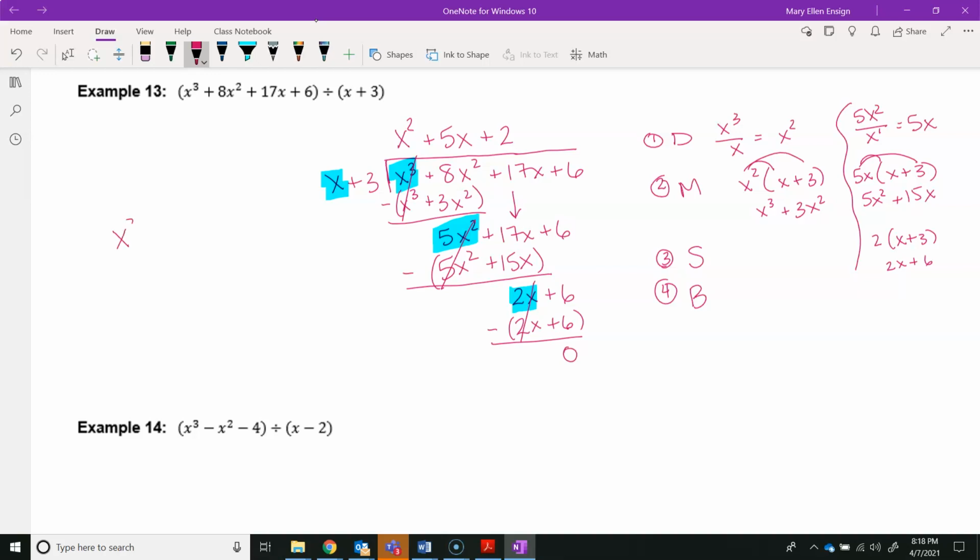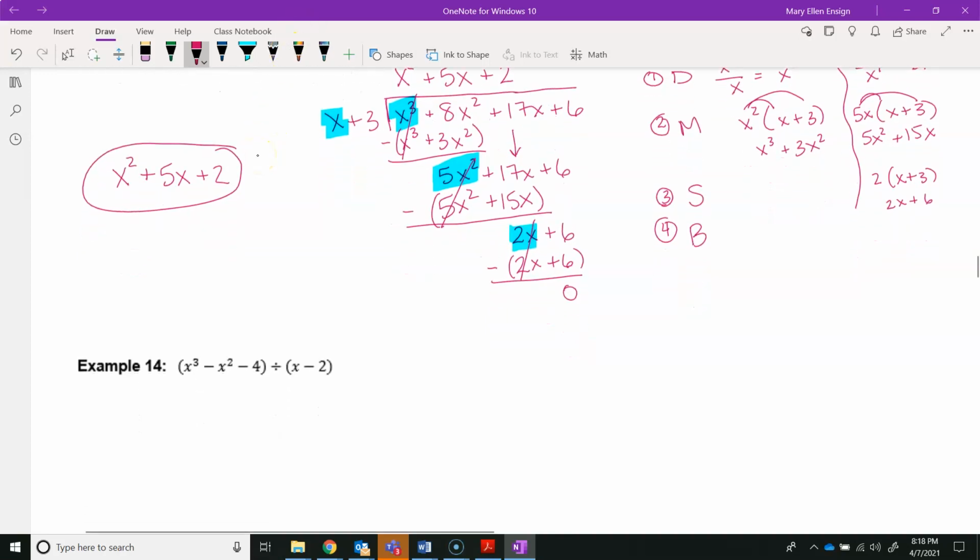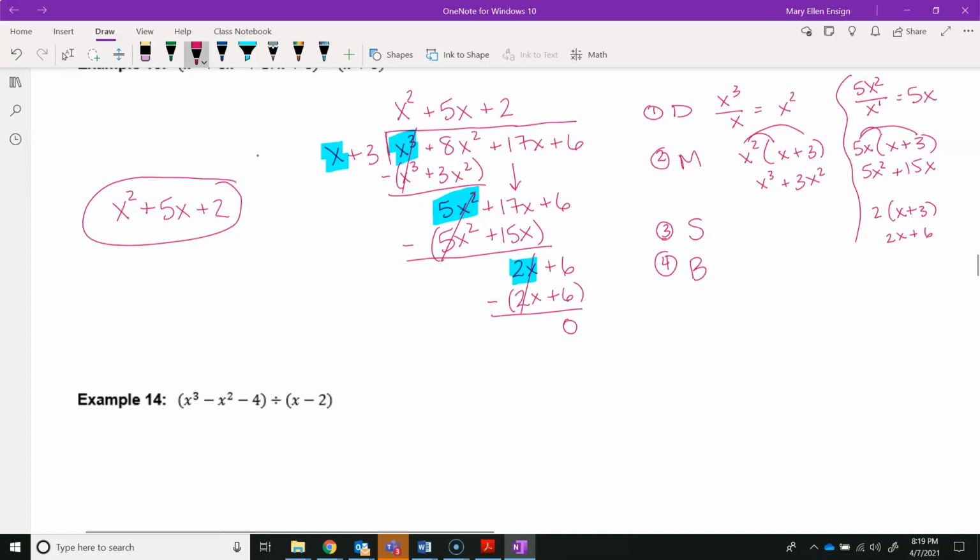Again, we have a remainder of 0. Not always going to happen, but in these it did. So our quotient is x squared plus 5x plus 2. If it specifically asks you for the remainder, you would put 0. Otherwise, if it doesn't specifically ask, if the remainder is 0, you don't have to include it. Again, to check it, you would multiply x squared plus 5x plus 2 times x plus 3.